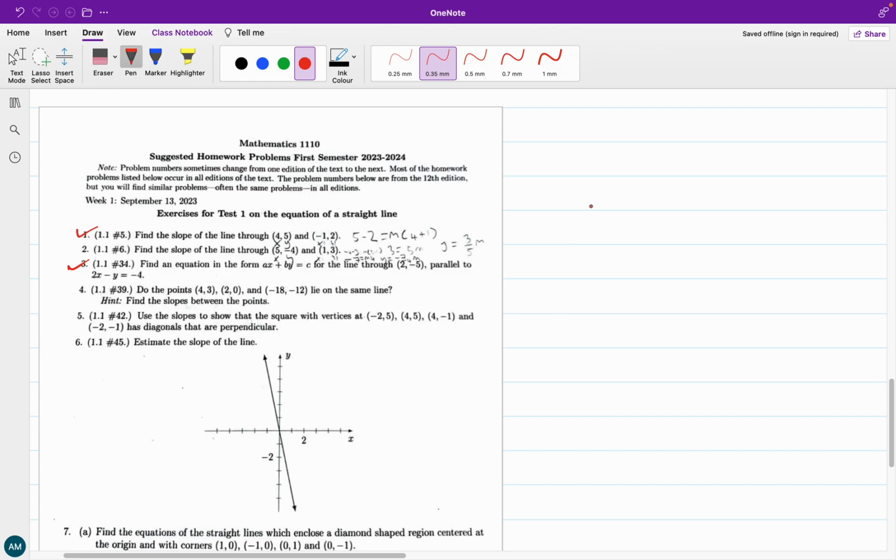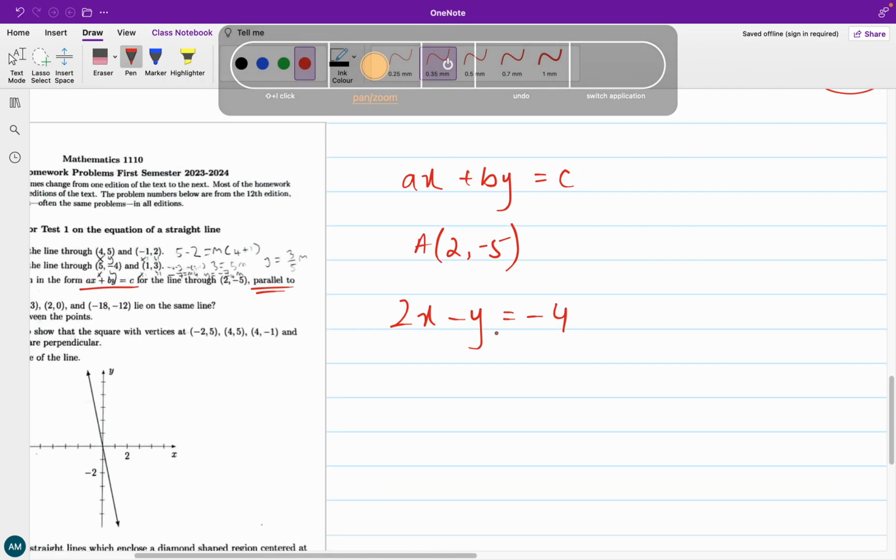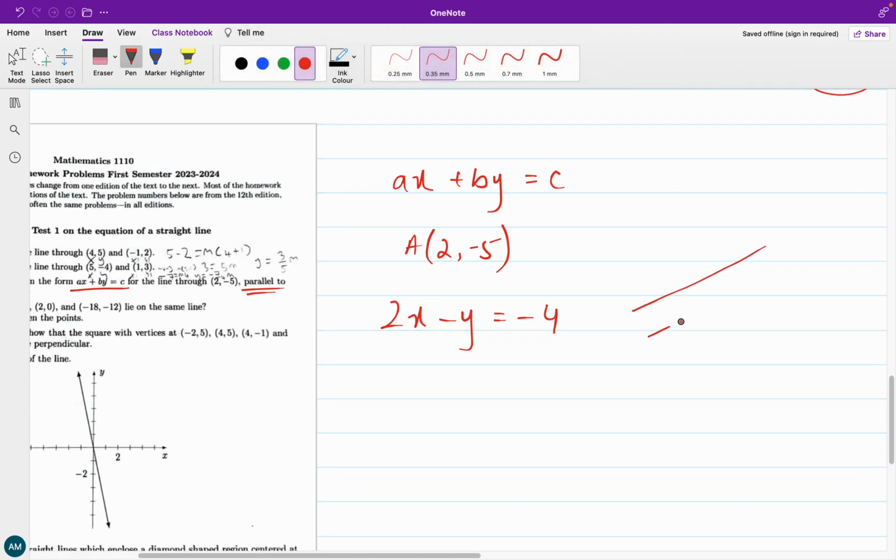It says, find an equation in the form of ax + by = c for the line through a given point. So a point is given, let's call it point A, which is (2, -5), and it is parallel to 2x - y = -4. This is very important information, that the line is parallel. Why? Because parallel lines have the same gradient, and you need the information of gradient if you want to find out the equation of the line.